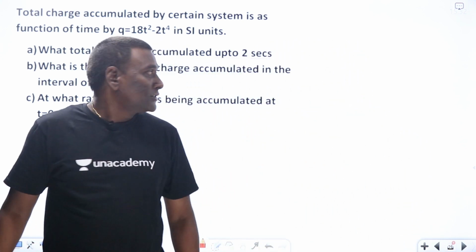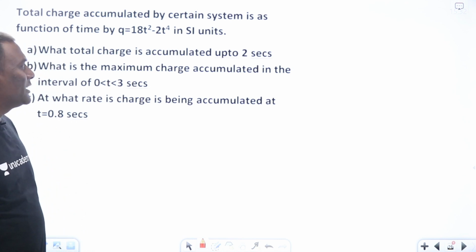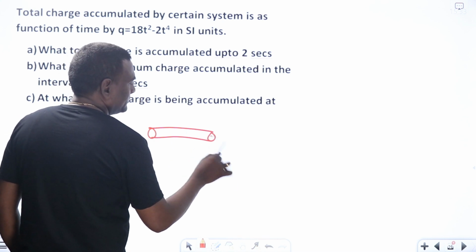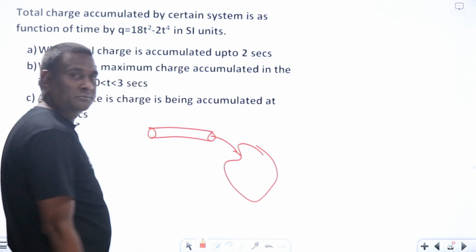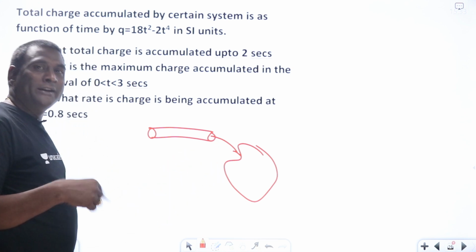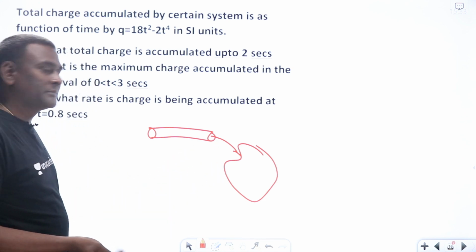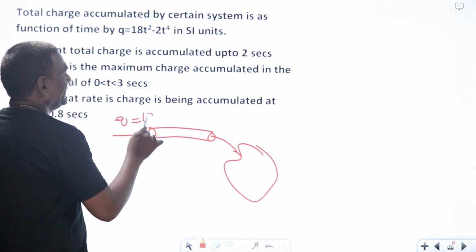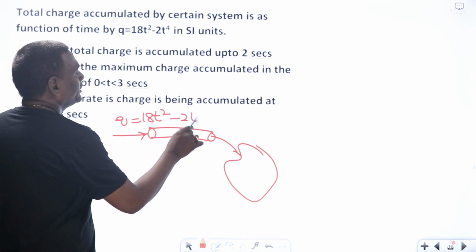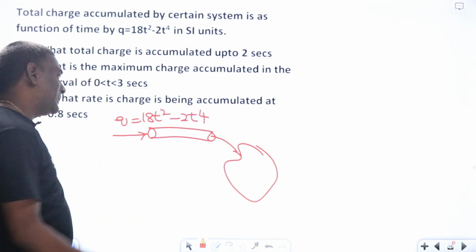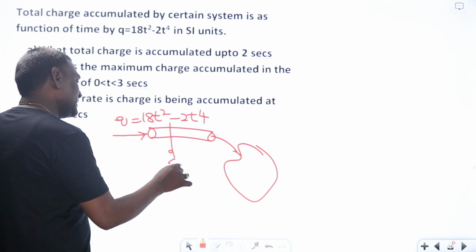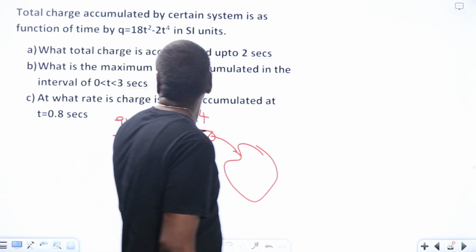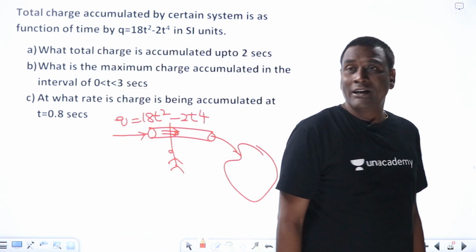Now, let us take the first question. What total charge is accumulated up to 2 seconds? This is the conductor, and for this some system is there, and that system is accumulating charges, kind of like a capacitor. Here my charge flow is 18t square minus 2t to the power of 4. I'm standing here and counting the number of charges entering, and we want the total charge accumulated up to 2 seconds.